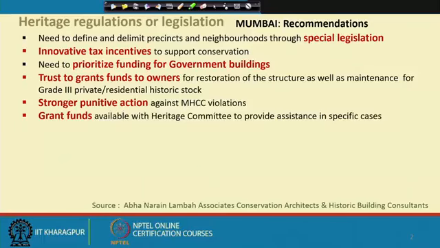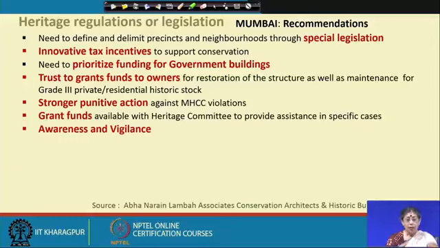Grant funds available with the heritage committee to provide assistance in specific cases. The heritage committee is the body finally looking into what can be done and what the various options are, and giving the approval. So the heritage committee can grant funds, based on special funds which are created, to give assistance in special cases.